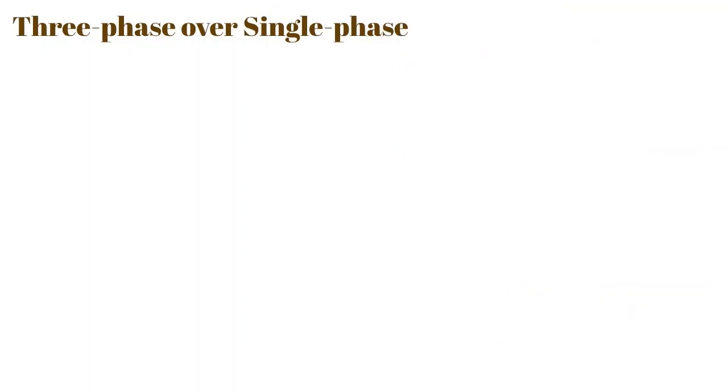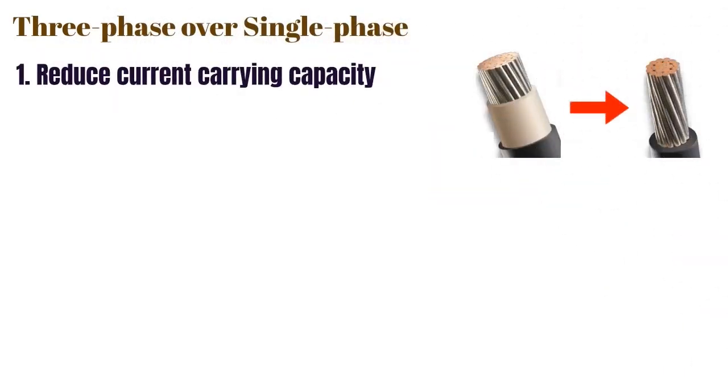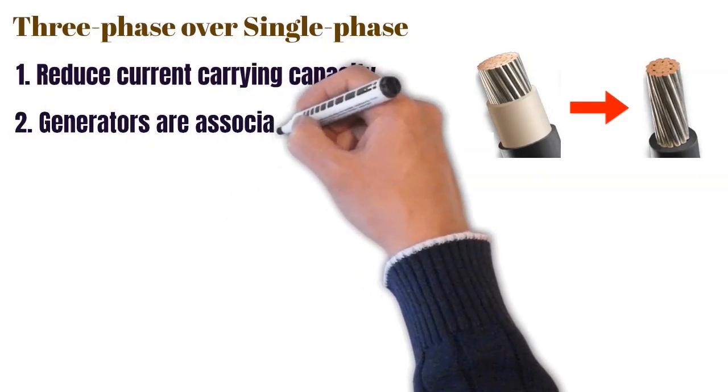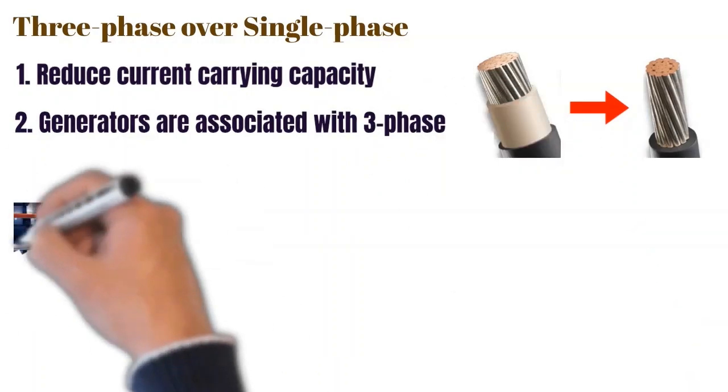Why do we use 3-phase power instead of single phase? There are a number of advantages of having 3-phase over single phase. We can reduce the current carrying capacity of conductors and we can reduce the cable size. On the other hand, in power generation, we use synchronous generators which are associated with 3-phase power.